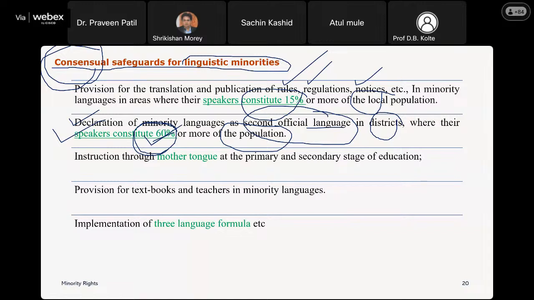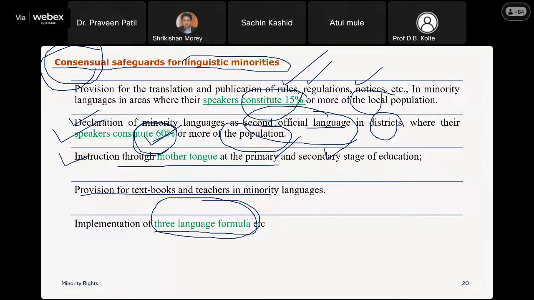Whether it has happened or not is again a political question. But as far as declarations are concerned, if 60% of the population in a particular territory speak a different language than the language of the state, then such language shall be considered the second official language of that territory. The third one is, mother tongue shall be the language of primary and secondary education where there is a substantial linguistic population. Textbooks should be provided to them in their own language. And the most important is the three language formula.